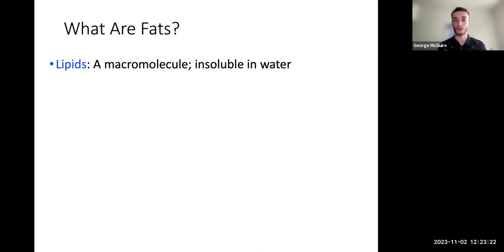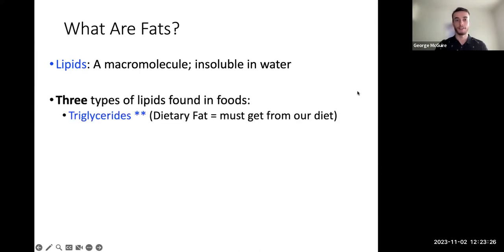And so these are large macromolecules that do not dissolve in water. And we have three types of lipids that we can find in our food. The most important to get from our food is going to be triglycerides. These are our dietary fat. So anytime we're talking about a dietary version of a nutrient, that is the type that we must get from our food. Our body cannot synthesize it or create it. Our cells cannot make them on their own. And so we get those from our diet, from what we're eating.